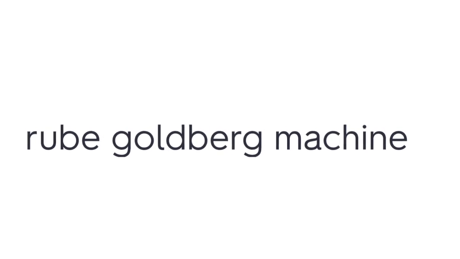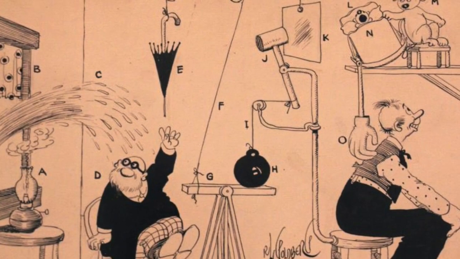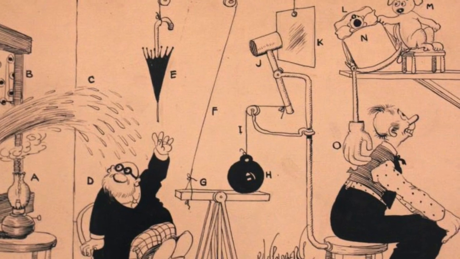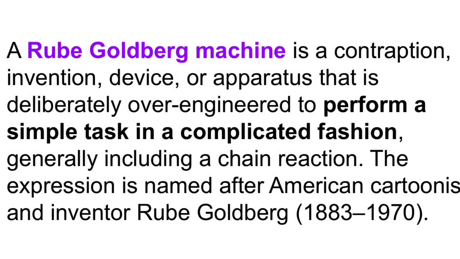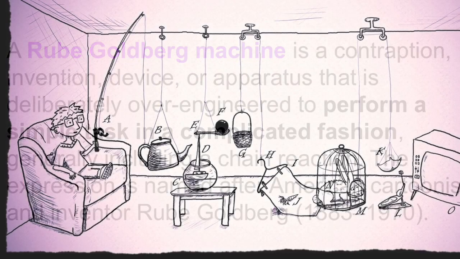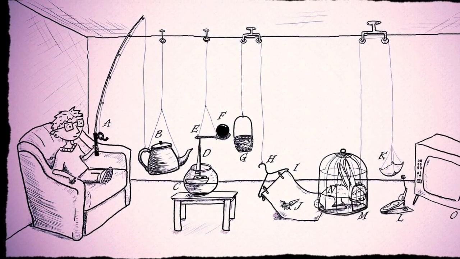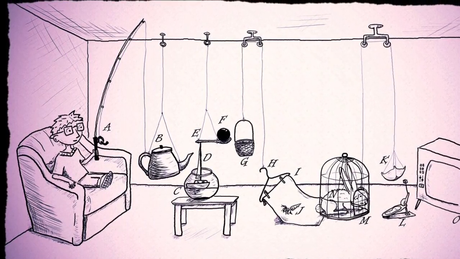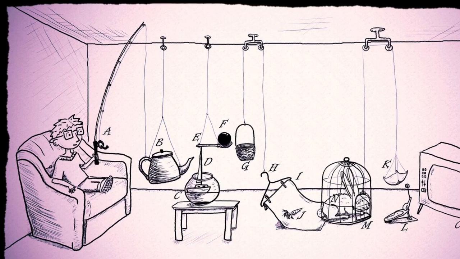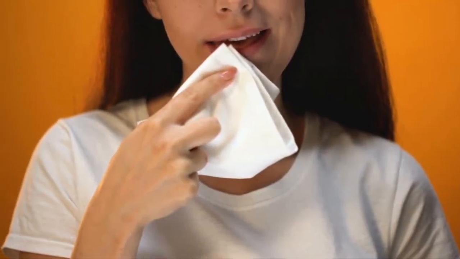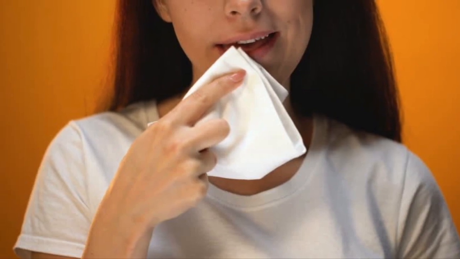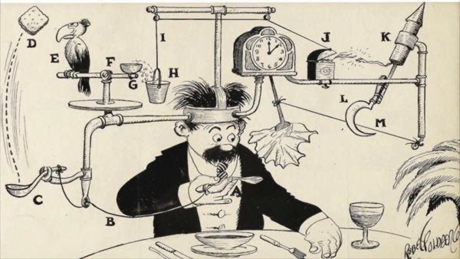Have you ever seen a Rube Goldberg machine? You probably have, even if you didn't know what it was. A Rube Goldberg machine is a contraption that uses a chain reaction to carry out a simple task. It performs a very basic job, but in a complicated way. Let's look at an example. We'll describe a Rube Goldberg machine that wipes a person's chin with a napkin. That's a pretty simple task, right? Wiping your chin with a napkin? Well, wait until you hear how the machine does it.